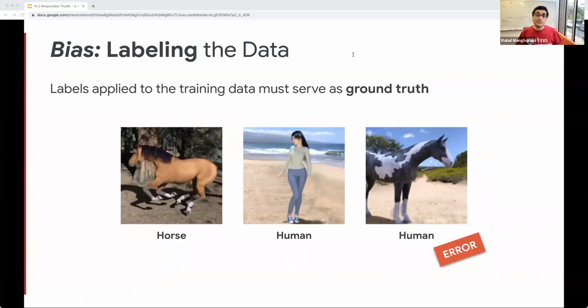Another way bias enters the picture is through the labeling of the data. The reason is that the labels we apply to the training data must serve as the ground truth. So as far as a model can tell, the labels perfectly match reality. But what happens when there is mislabeled data? For example, if we build a horse versus human classifier and some of the images of horses are actually mislabeled as humans, even if it's obvious to us that the picture is of a horse, the computer only knows what the picture is based off the label. So the model will start to misclassify images of horses as humans.